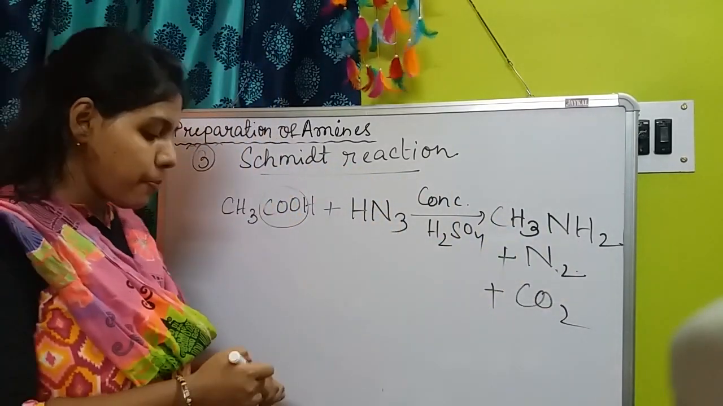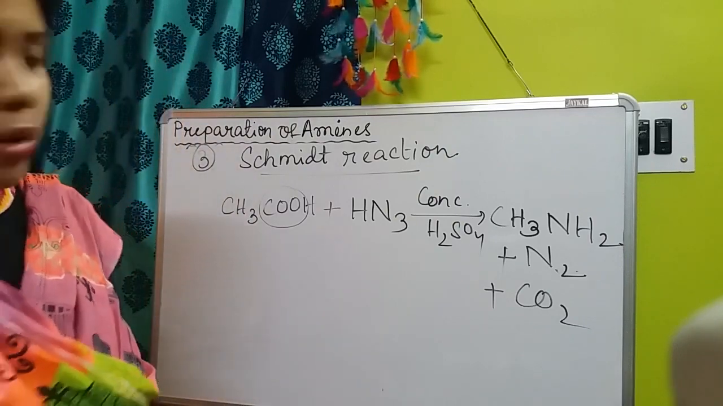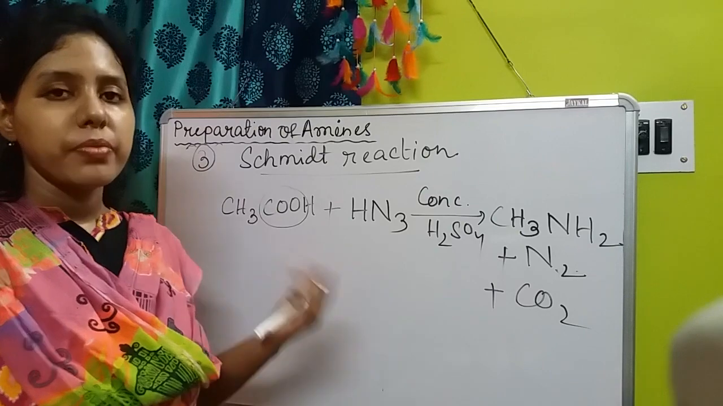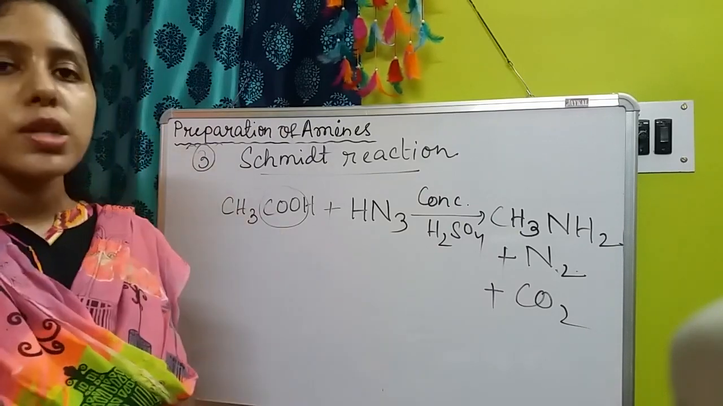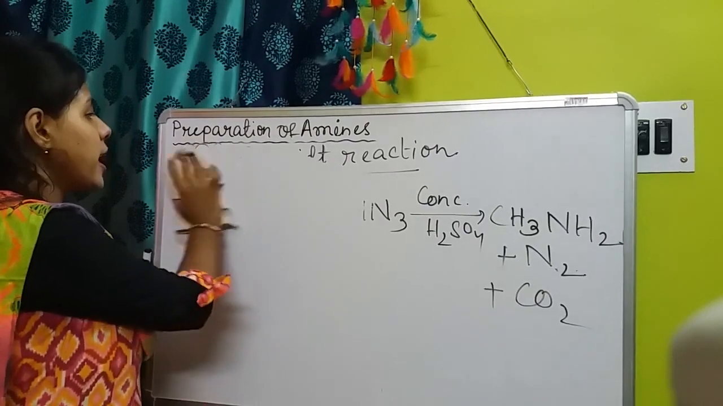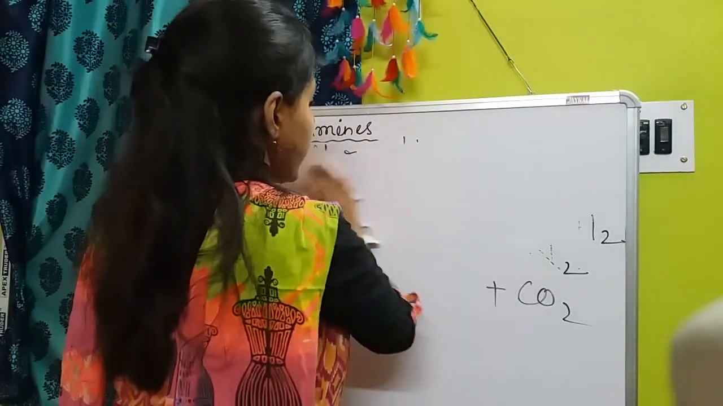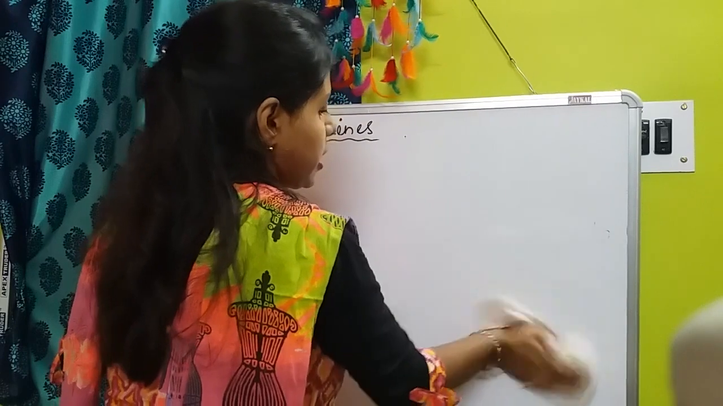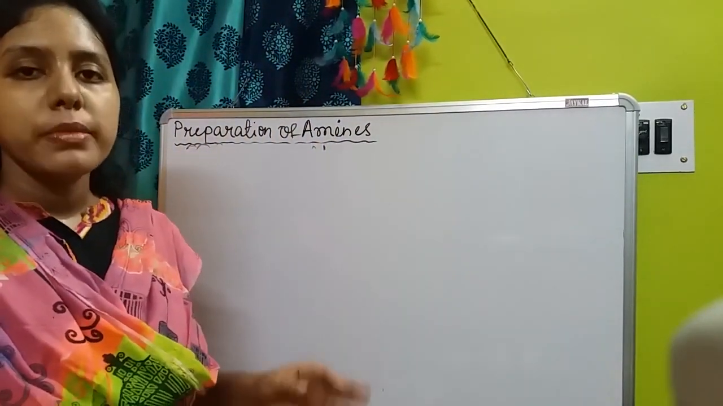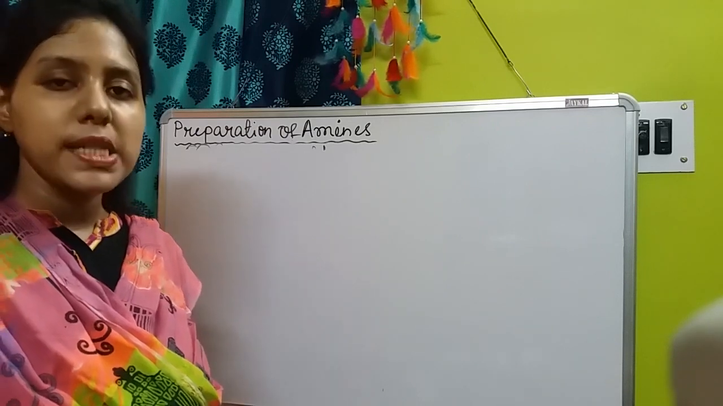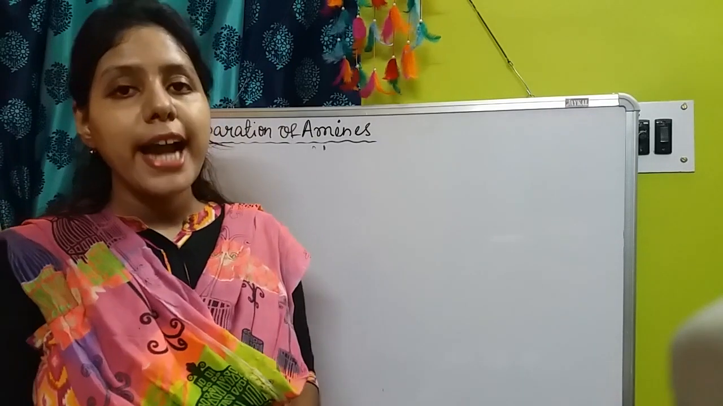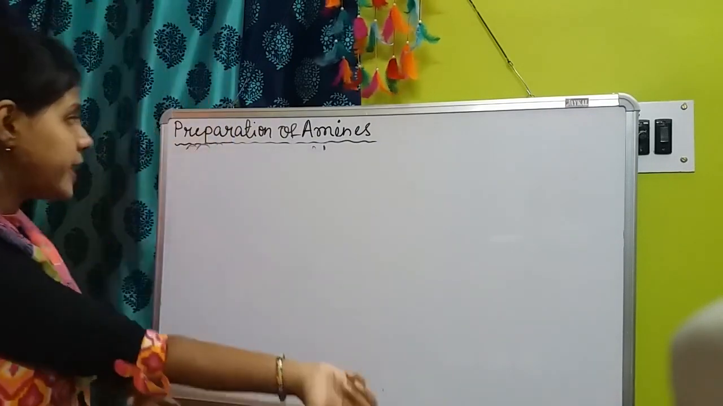So this is also one type of degradation reaction where we could get an amine starting from a carboxylic acid. So this is known as Schmidt reaction. Now the next one, again here we could prepare the amines starting from any type of carboxylic acid, sorry, not carboxylic acid, starting from aldehydes or ketones. So let's see.